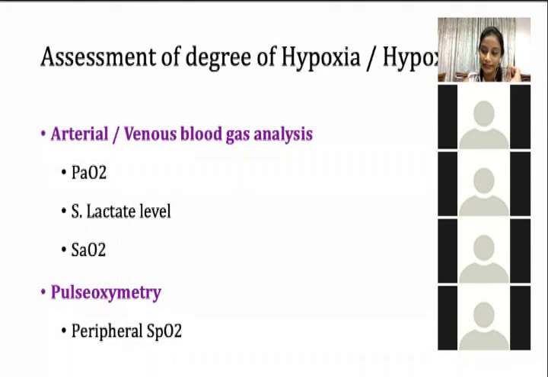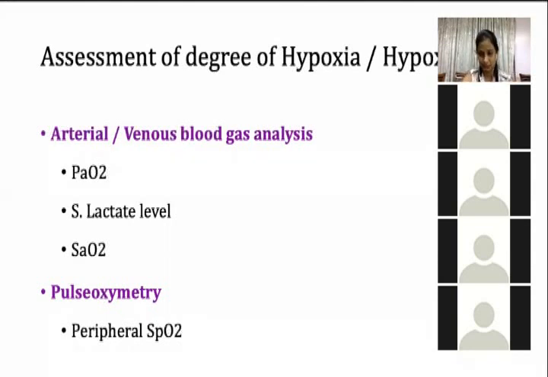So when you collect an arterial sample, you can measure the real partial pressure of oxygen that is dissolved in blood. And saturation can also be seen in the report. And there's another thing called lactate. Why do you think we have to take lactate into account when you're talking about hypoxia?